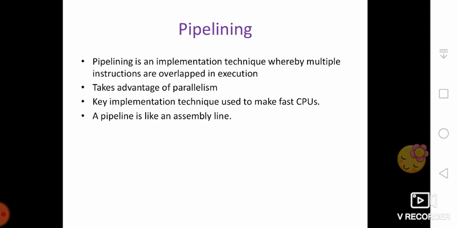A pipeline is like an assembly line. So, in a computer pipeline, each step in the pipeline completes a part of an instruction, like the assembly line. Different steps are completing different parts of different instructions in parallel. Each of these steps is called a pipe stage or pipe segment. The stages are connected one to the next to form a pipe. Instructions enter at one end, progress through the stages, and exit at the other end.